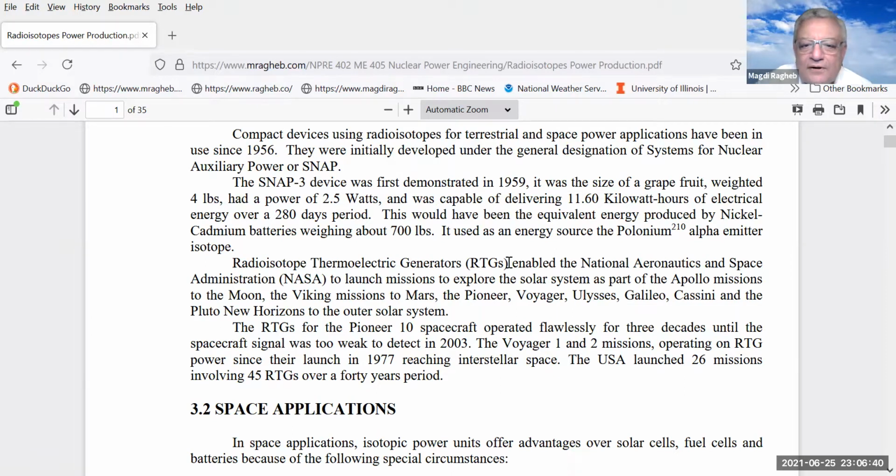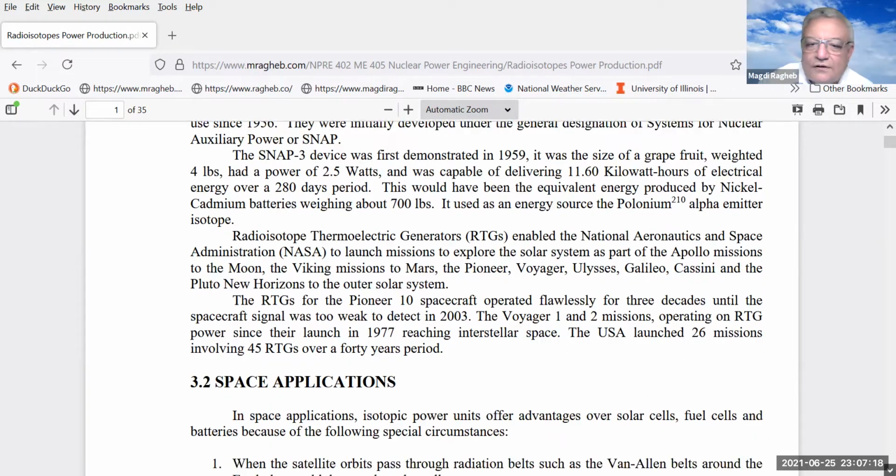The RTGs for the Pioneer 10 spacecraft operated flawlessly for 30 years, 3 decades, until the spacecraft signal became too weak in 2003. The Voyager 1 and 2 missions, operating on RTG power since their launch in 1977, are reaching interstellar space out of our solar system. And the United States launched 26 missions involving 45 RTGs, or radioisotope thermoelectric generators, over a 40-year period.